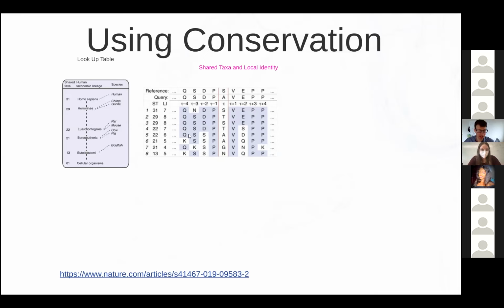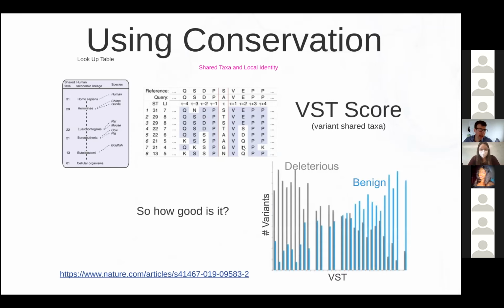Right, so you do this for all the different species that you have in your multiple sequence alignment, and you get both the local identity and the shared taxa. As you get further and further away from your query, which in this case was human, the shared taxa goes down, and the local identity is also going to drop because less of the sequence is exactly the same. So they built a model just using those two numbers, and they called it the variant shared taxa score, and it's not bad.